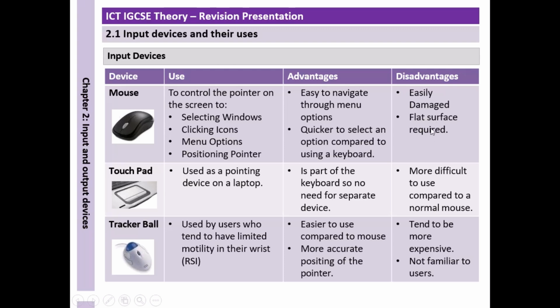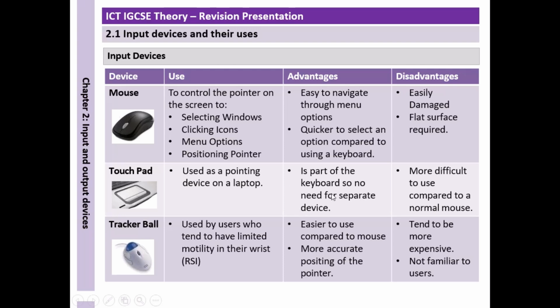And then you have to use it on a flat surface. So a flat surface is required. If you use it on your lap, sometimes it's a problem. And when they say easily damaged, some of them, like the wireless ones, break easily if they fall down, so you have to replace it. A mouse can also be difficult for people with restricted hand and wrist movement compared to using a keyboard for data entry. And as I've said, it is difficult to use if no flat surface is readily available. So those are the disadvantages.